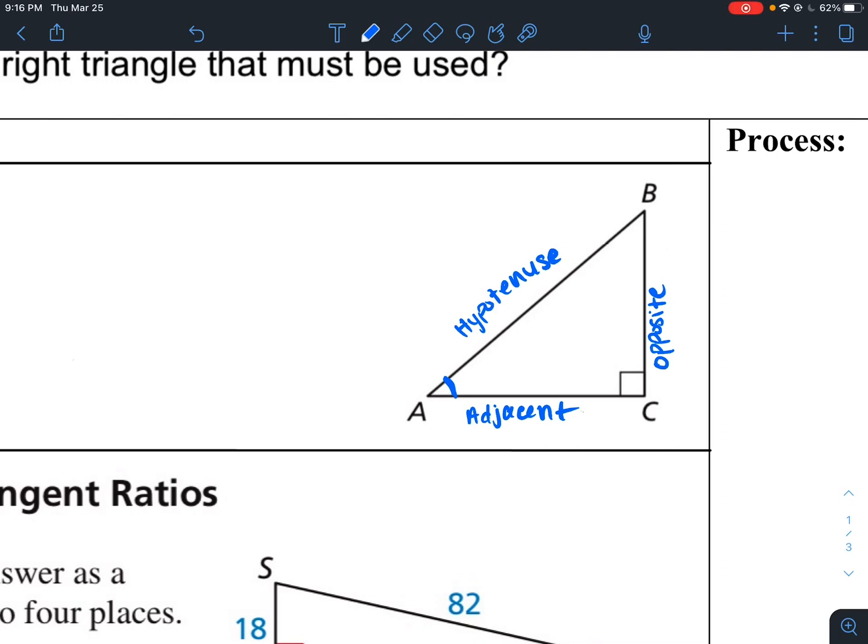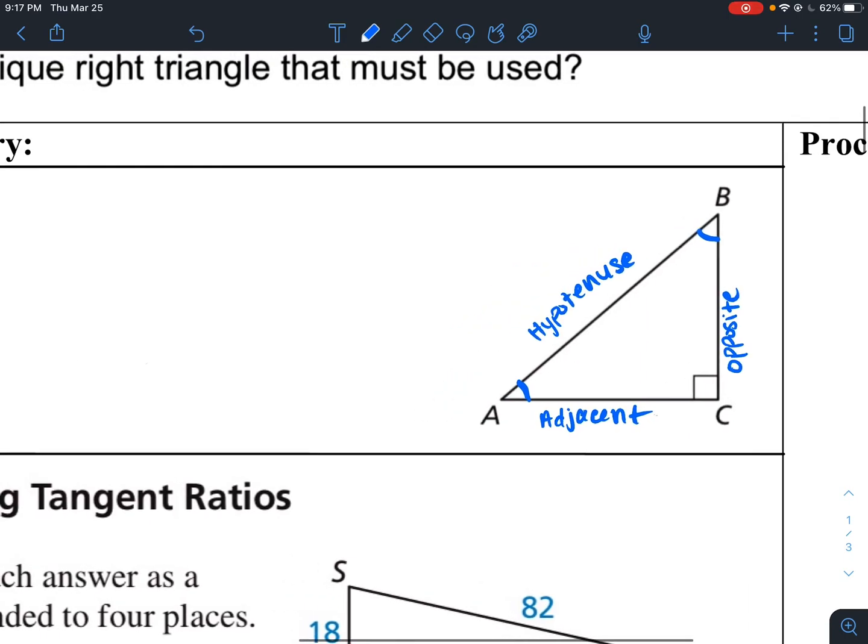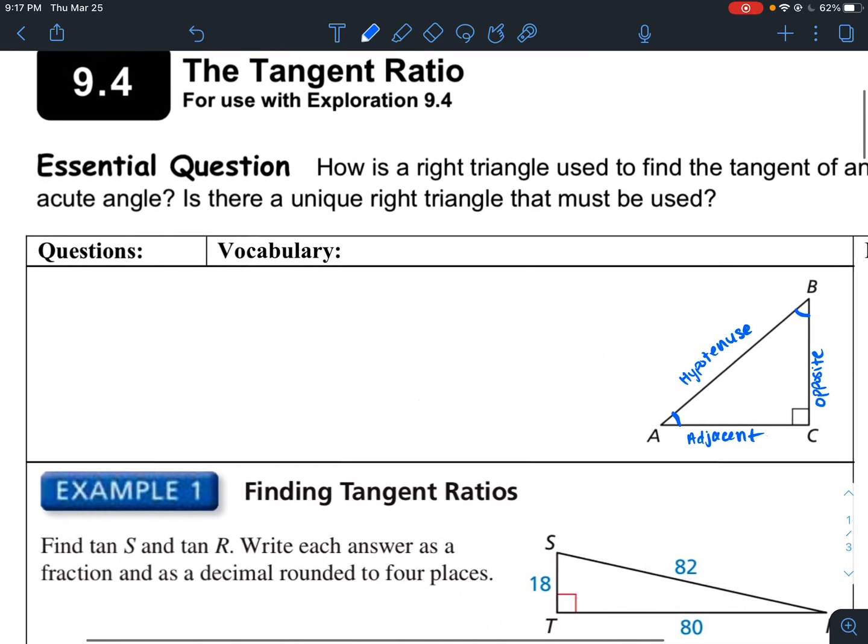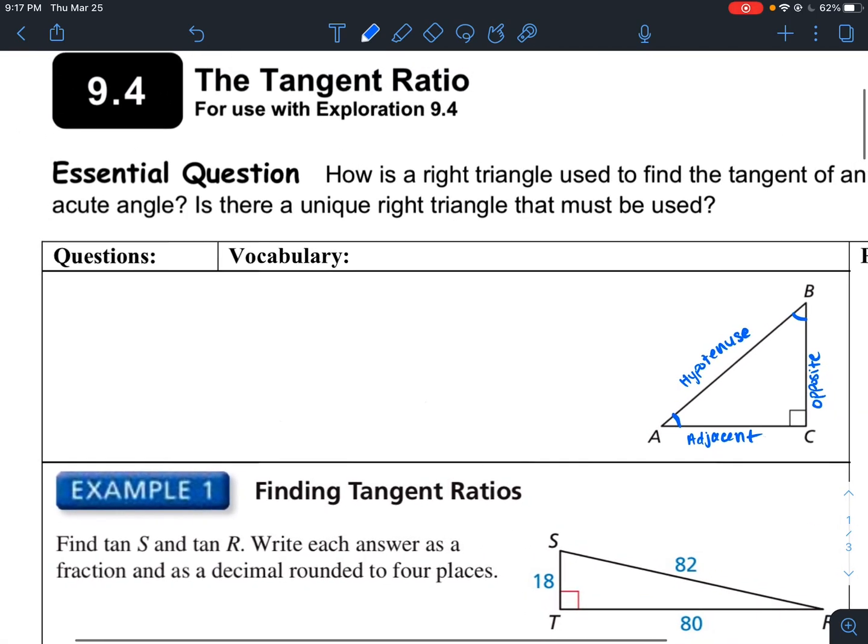Now, if we were talking about angle B, then AC would be the opposite side to angle B, and BC would be the adjacent side to angle B. And so this is how we label our legs. The legs are labeled according to the angle that you are looking at it from. And this helps us define ratios between side lengths of triangles. And a ratio is just a comparison.